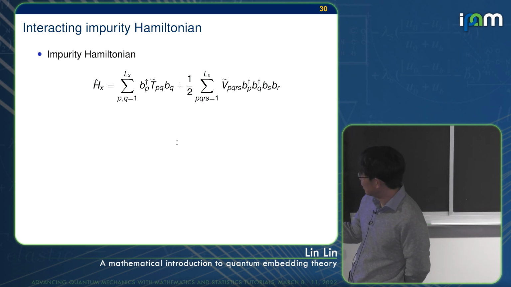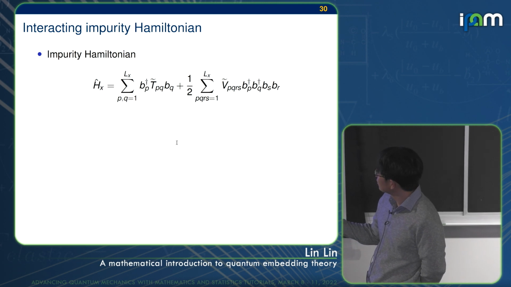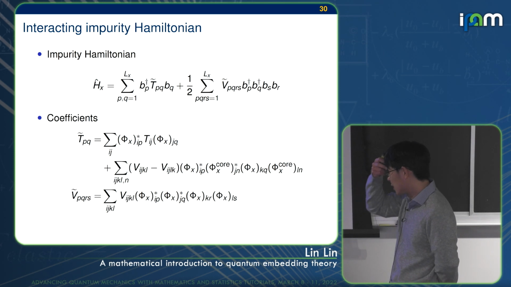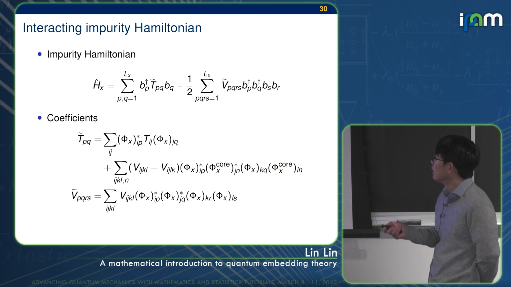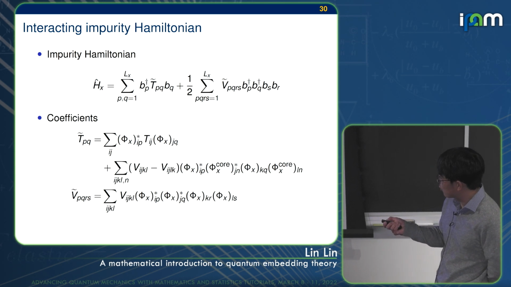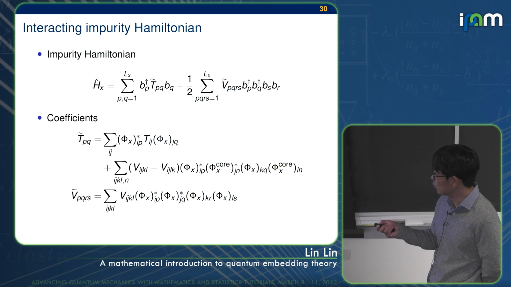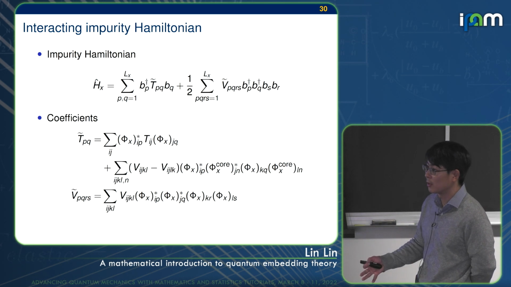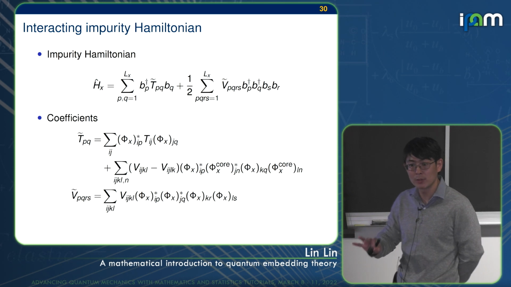The impurity Hamiltonian looks like this. It is of size Lx, which is 2LA. The coefficients are obtained from 3 parts. It looks complicated, but it isn't. This is just the projection of T using the fragment plus bath. This is the projection of the quartic part with the fragment plus bath. This complicated thing is just the contribution from the Hartree-Fock with respect to the core. That's it. It's actually a very well-defined procedure.